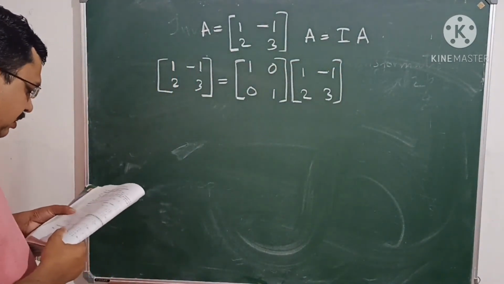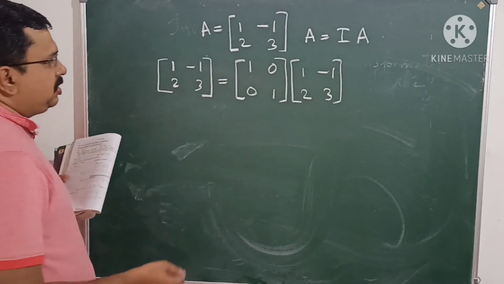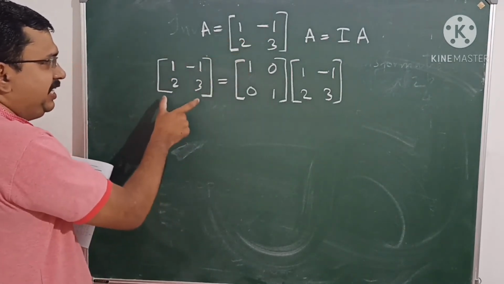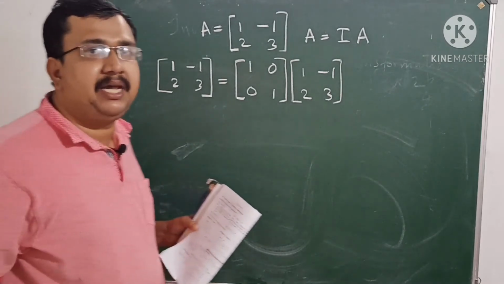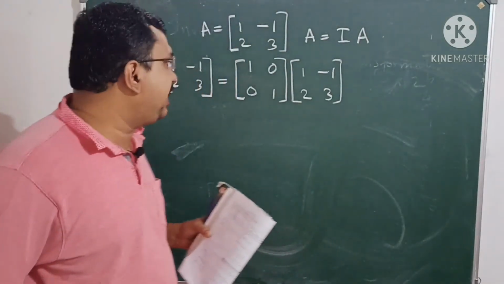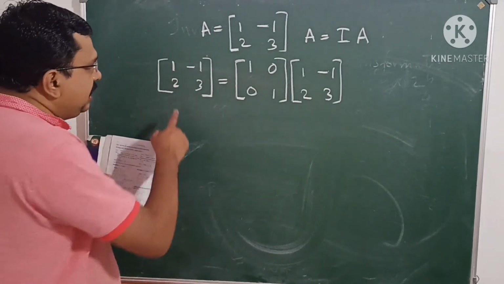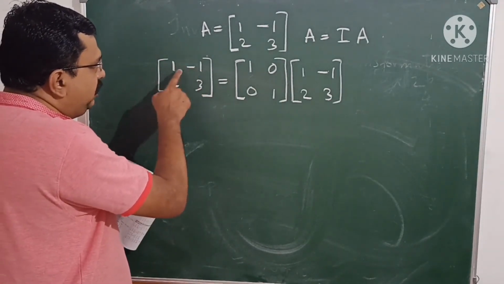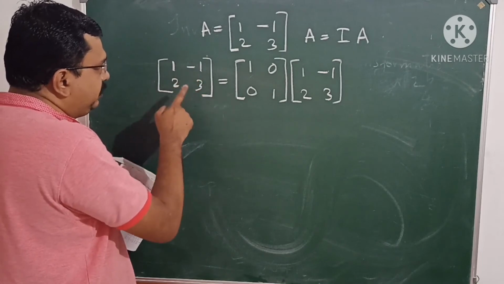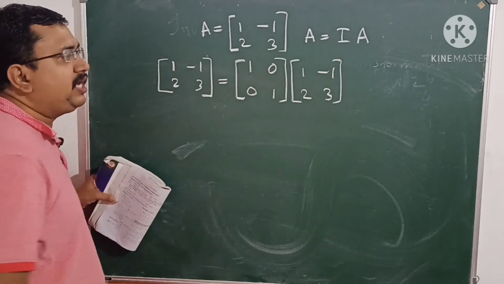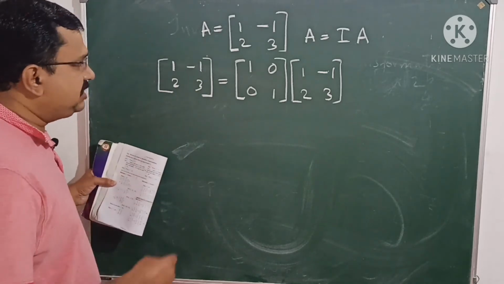Now look at that. We are applying a small change. Here is 1. We want to convert A into I. We want to convert this matrix A into the identity matrix. What do we do? First step is very simple. The first row is 1, minus 1. Here is 2, 3. We want to convert this 2 into 0. What do we do? Very, very simple.